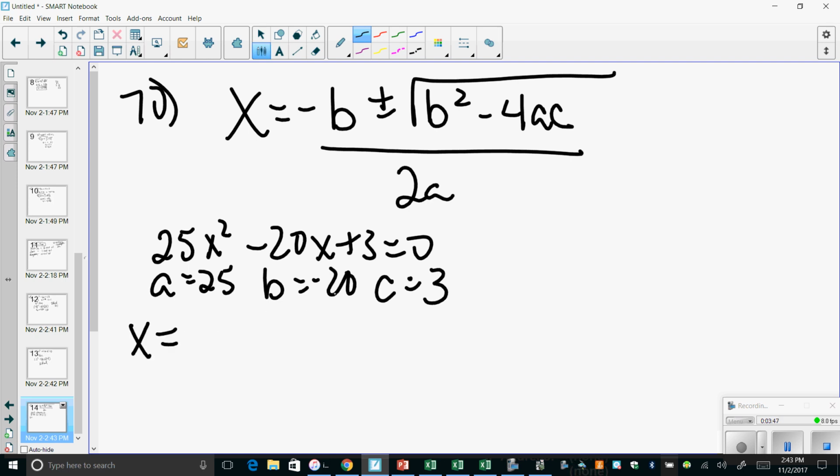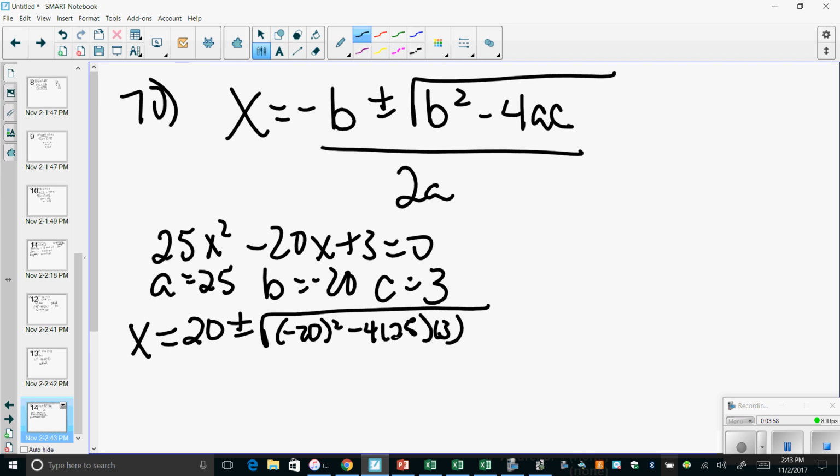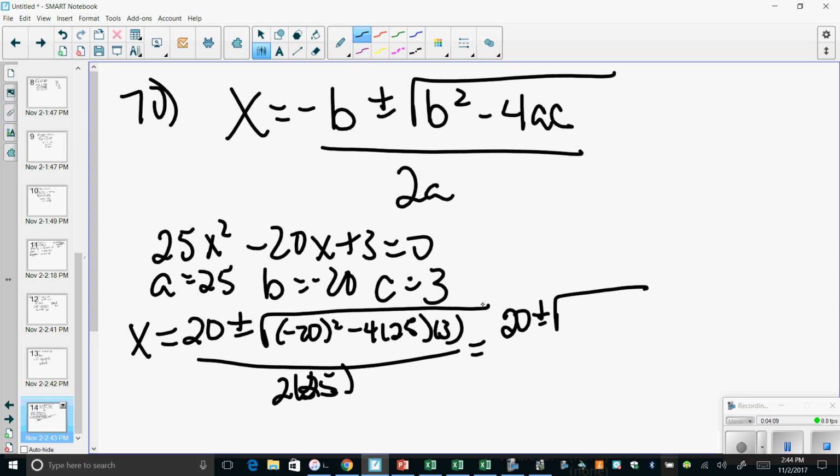So x equals negative b. That would make this negative 20 a positive 20, plus or minus the square root of negative 20 squared minus 4 times 25 times 3, over 2 times 25. So that equals 20 plus or minus the square root of, negative 20 squared is 400, minus 4 times 25 times 3, which is 300. And on the bottom, 2 times 25 is 50. So I get 20 plus or minus the square root of 100, which is 10, over 50.